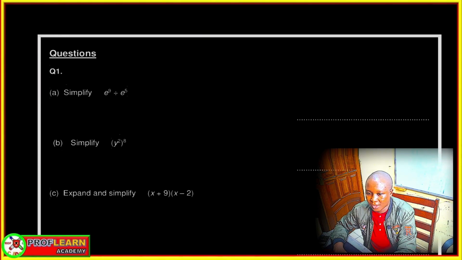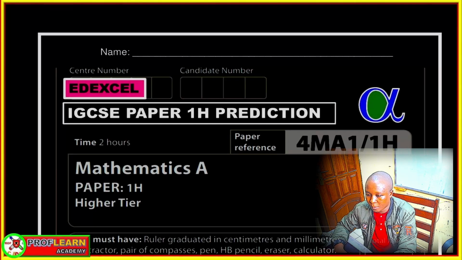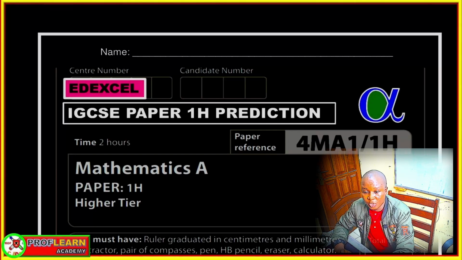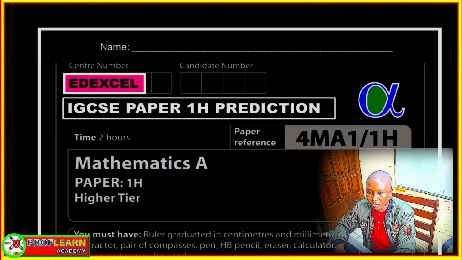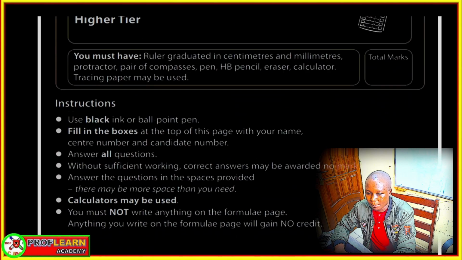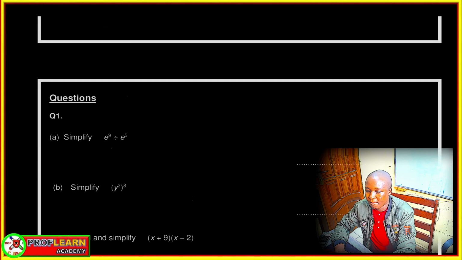So let's get started and see what are the main questions that you have to prepare as far as the May-June exam is concerned. Now, what you need to remember is that this is paper 1AH of Edexcel paper 1. This paper is usually 100 marks. So let's see what are the main key areas that you really ought to prepare.